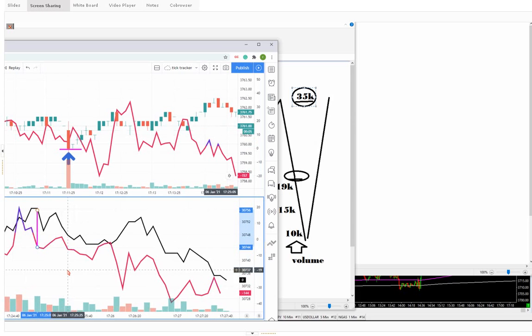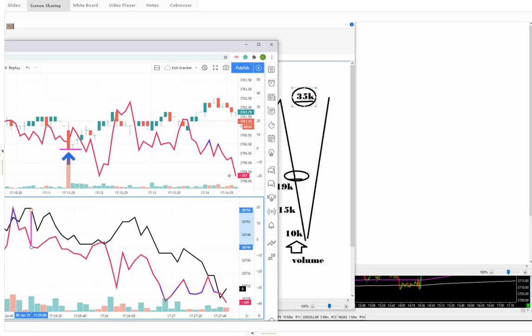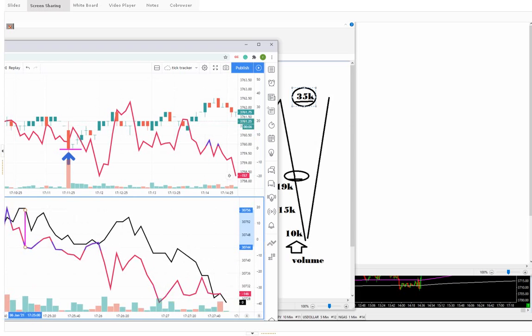Anybody like it? Anyone? I thought a few people would have liked it. I quite like it because it's more than a candle. I like these one candle scalp type trades.